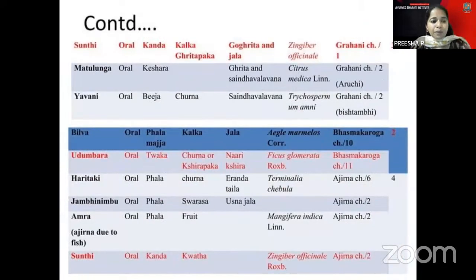Other than that, you have the Udumbara. The Udumbara Twak, mainly for the Basmaga Roga. You have to understand that Udumbara is related with religious aspects. In the bottom part we always spray the Basma, or always put the Basma, like that you have to remember. So Udumbara you can correlate with the Basmaga Roga.